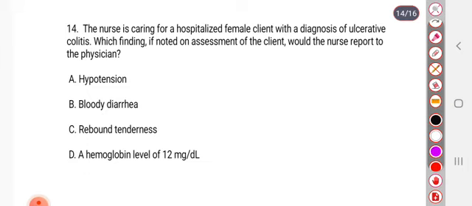noted on assessment of the client that the nurse should report to the physician? Option A hypotension, option B bloody diarrhea, option C rebound tenderness, option D hemoglobin level of 12 mg per dl. Option C is right. Rebound tenderness.